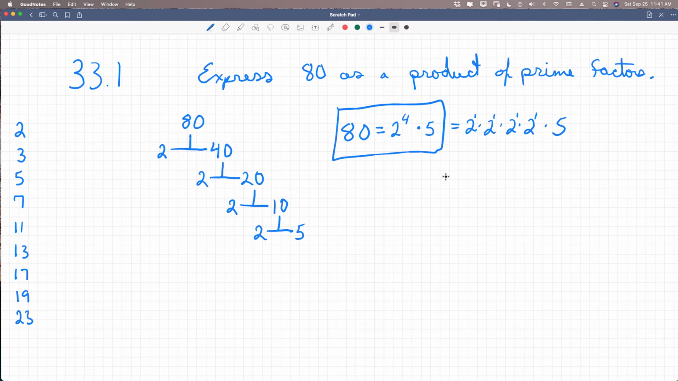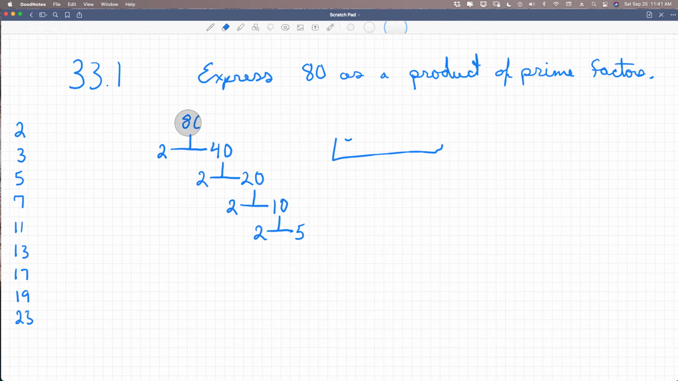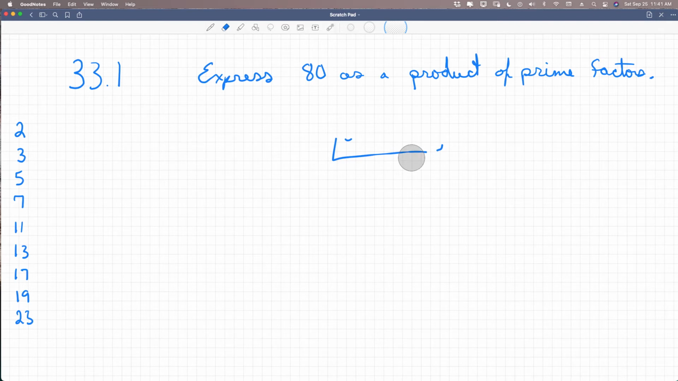You are smart, intelligent young women, and you can do this. I have no doubt. All right, so let's look at another. I'm going to just erase this so that I don't have to rewrite all of this other stuff again.